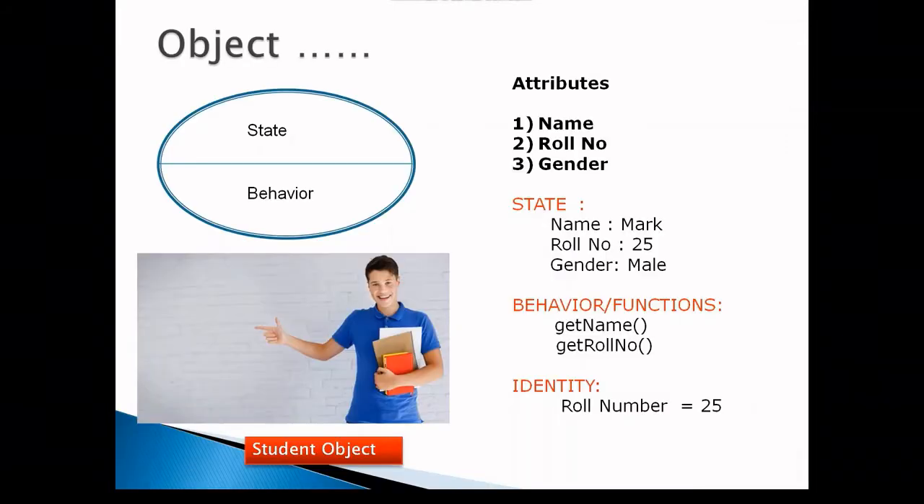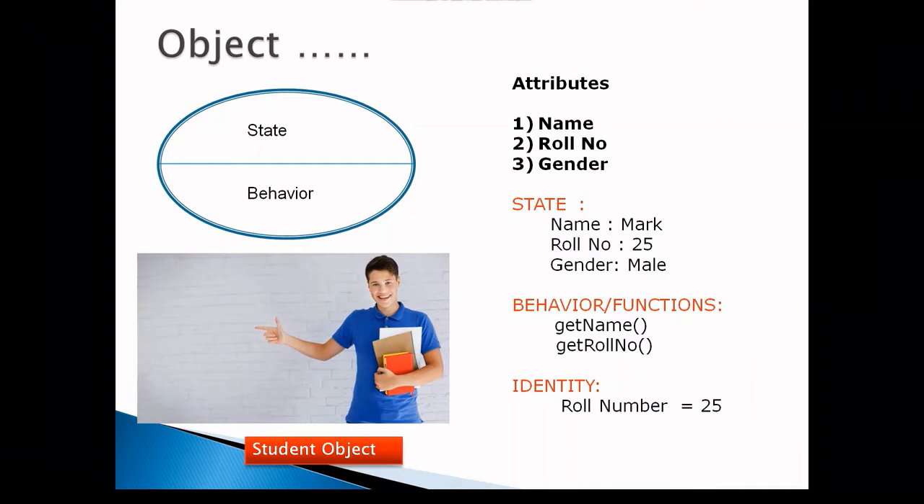So in my previous video I have shown this slide. In this slide I have shown one object, that is student. A student has three attributes: name, roll number and gender. And the object has three different properties, as I said in my previous video: state, behavior or functions, and identity. So the current state of this object is name is Mark, roll number is 25 and gender is male, and behaviors are get name and get roll number.